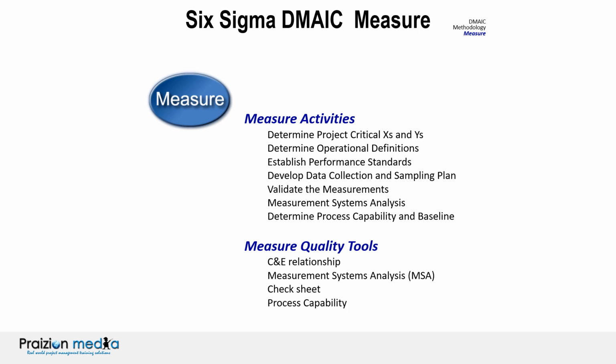There will be determining of operational definitions, establishing performance standards, developing a data collection and sampling plan, validation of the measurement system analysis, and determining the process capabilities and the baseline. The major quality tools used in this phase are the C&E relationship, MSA, and check sheet. I wouldn't say it's a tool, but it is a tracking tool, and then the process capability.